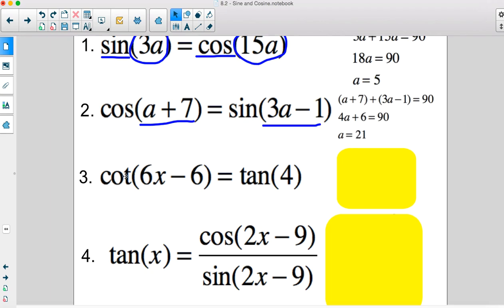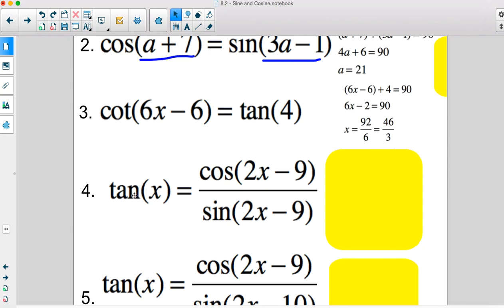Same thing with this one, guys. Tangent and cotangent, they're complementary. That's what the co means. I could have used secant and cosecant, same thing. So you're going to get 6x plus 7 plus just 4, right? It's going to equal 90. And then you can get your value of x that way.